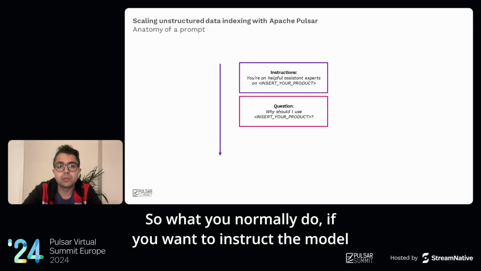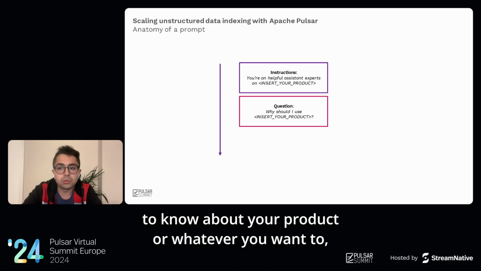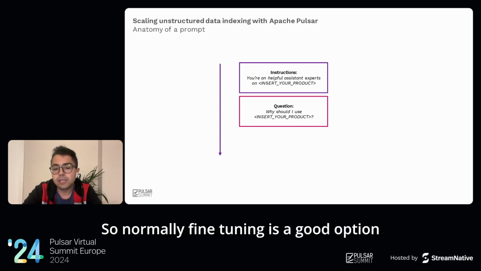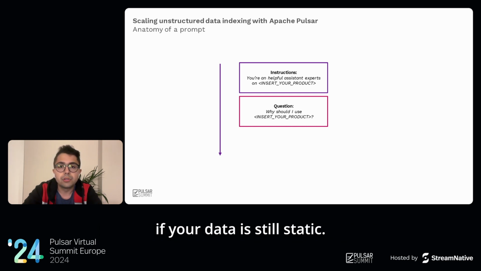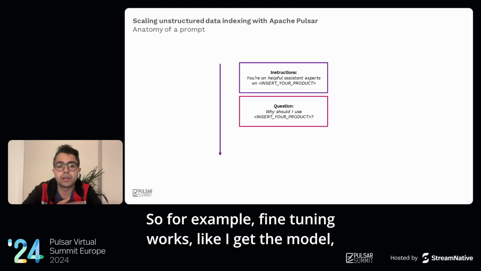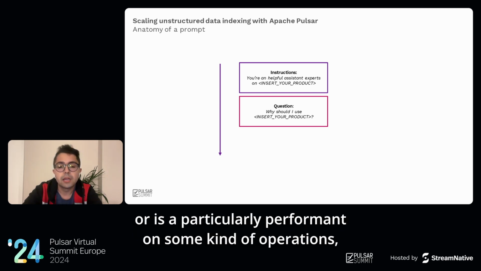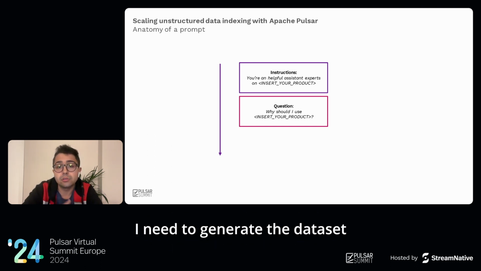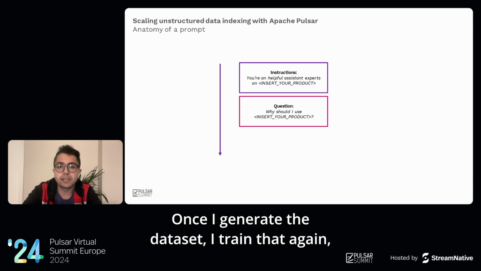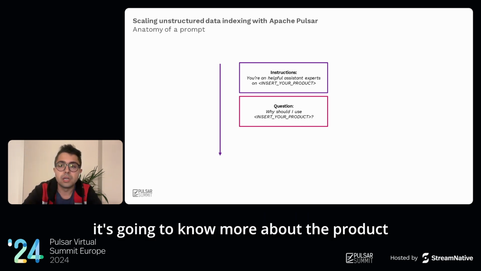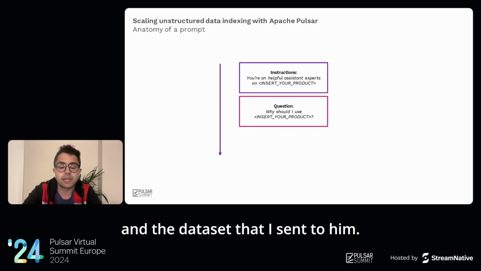So what you normally do if you want to instruct the model to know about your product, or whatever you want to let it have access to, there are two standards that are coming out today. The first one is fine-tuning. Fine-tuning is a good option if your data is still static. For example, fine-tuning works like this: I choose one model that I like or that is particularly performant on some kind of operations, and I instruct it with a dataset. I need to generate the dataset based on the product documentation or the product characteristics. Once I generate the dataset, I train the model again, and I get a new model basically. And if I ask the same question to the new model, it's going to know more about the product and the dataset that I sent to it.